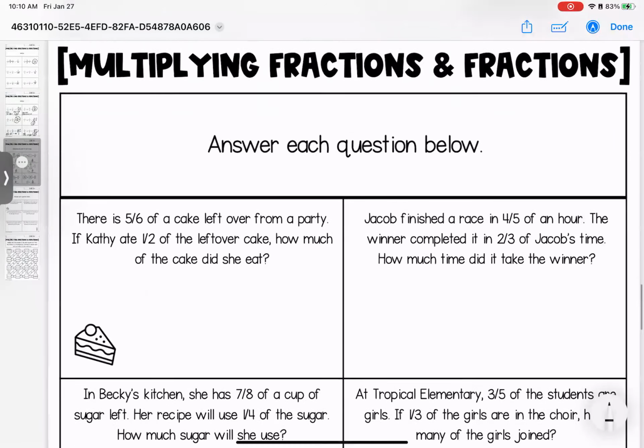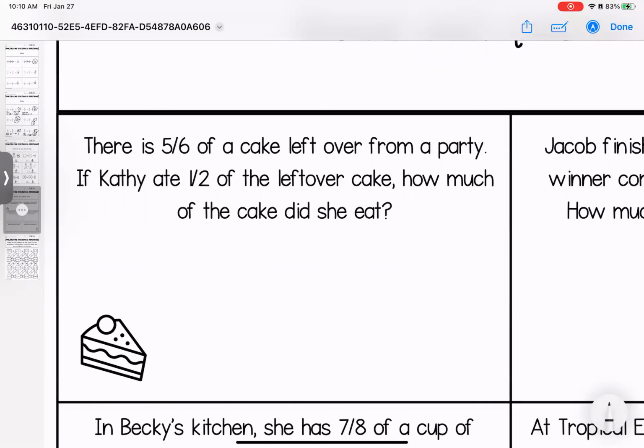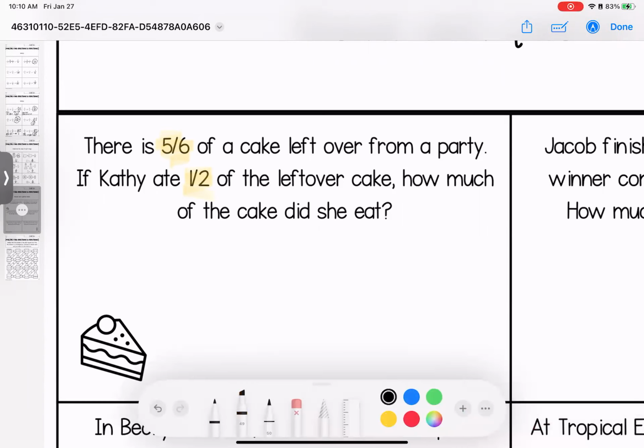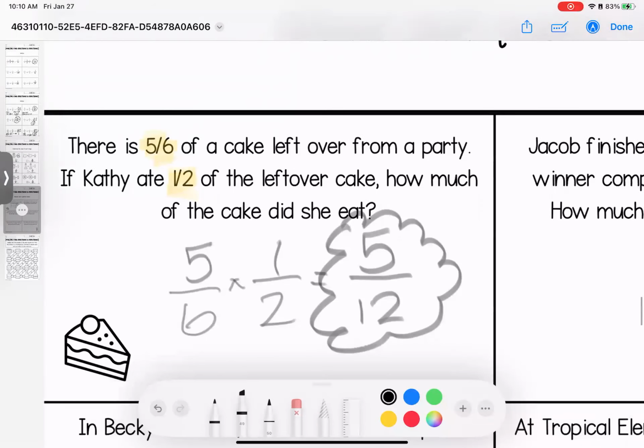All right, loves, on to page 4, which is our standard math word problems. When we're working on word problems, we're looking for two things. What are they asking me to do, and what numbers are they giving me to use? Let's talk about it. There is 5/6 of a cake left over from a party. If Kathy ate 1/2 of the leftover cake, how much of the cake did she eat? So there was 5/6. Kathy ate 1/2. Let's see what she ate. 5 times 1 is 5. 6 times 2 is 12. She ate 5/12 of that cake.